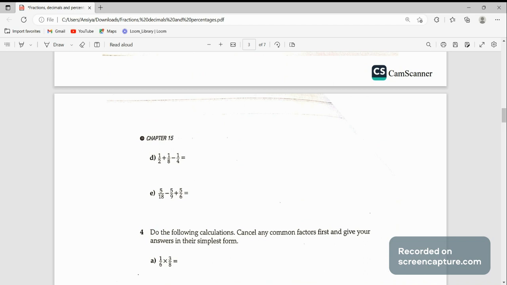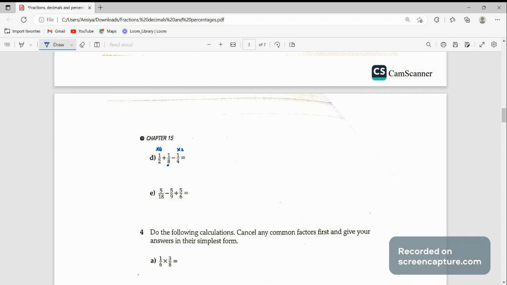Okay, we have more questions. Try these by yourself by making the denominator the same. So here in this question D, what can be the denominator? You can make 8 the denominator. So the first fraction you can multiply by 4. The second fraction you can multiply by 2 to get the denominator as 8.